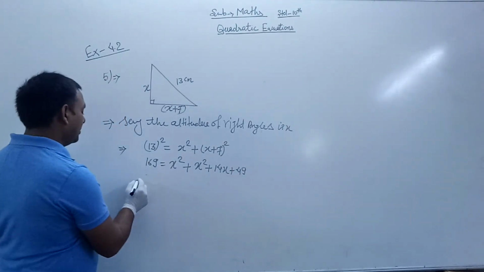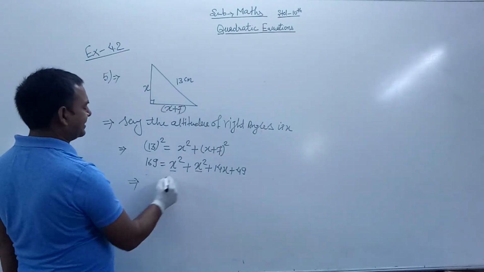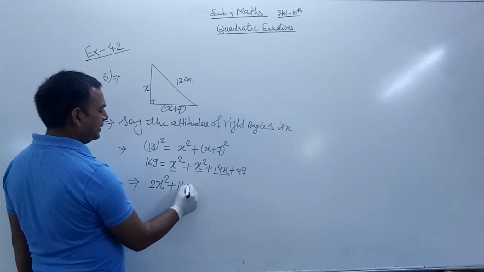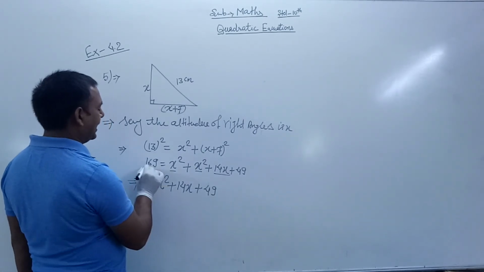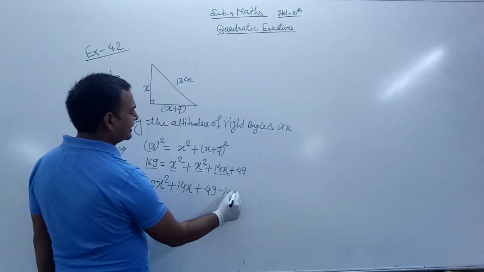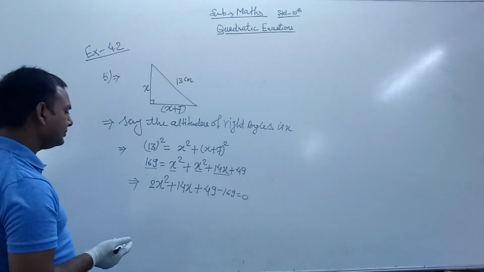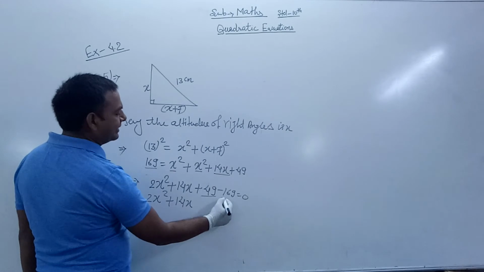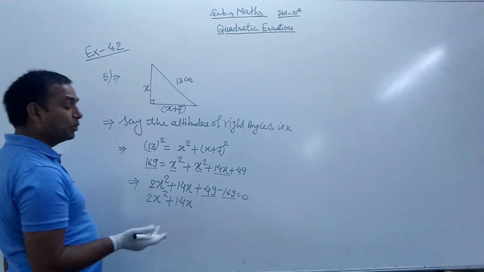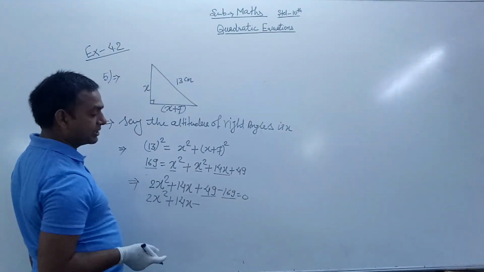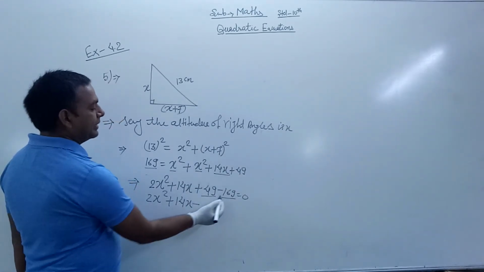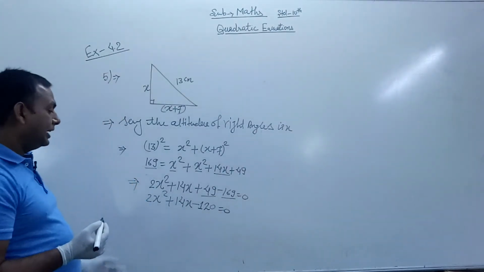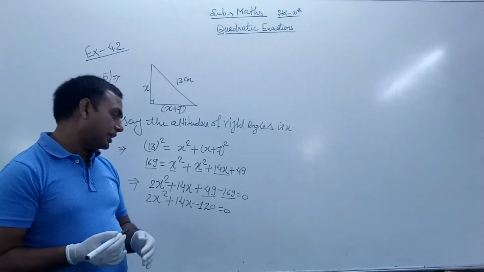So you transfer all values to the right hand side. Here x squared plus x squared is equal to 2x squared. Then we have plus 14x plus 49, and on the other side 169, so it becomes minus 169, equal to 0. Here 49 minus 169 gives minus 120. So 2x squared plus 14x minus 120 is equal to 0.